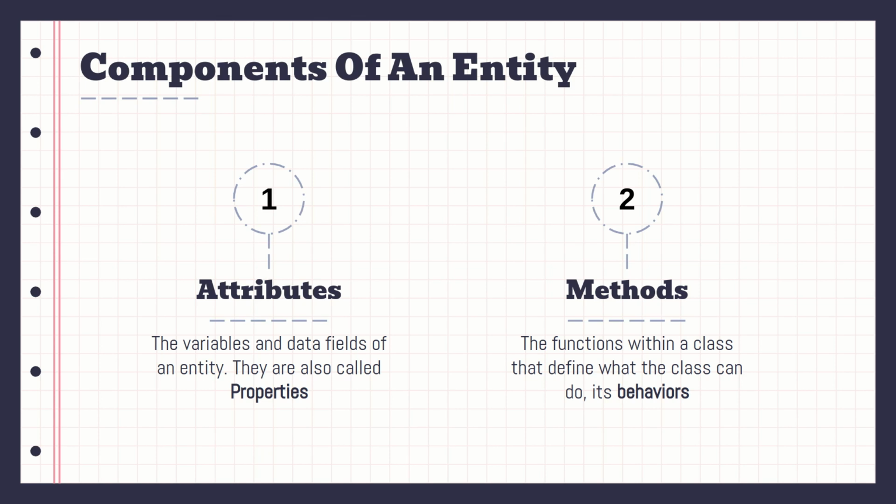A mobile phone knows something: attributes. A mobile phone can do something: methods. Okay. So now let's look at how you can create an attribute for it.